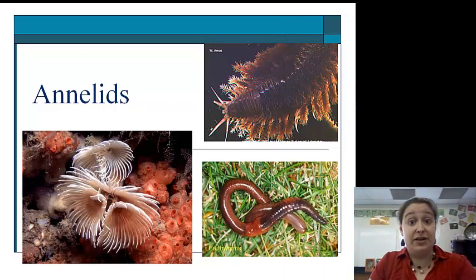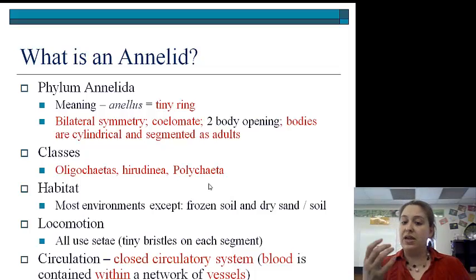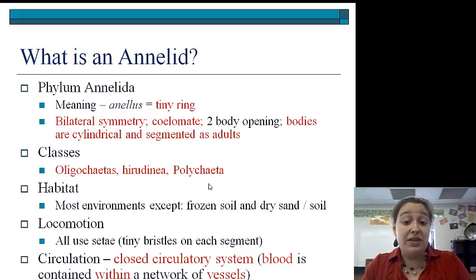Annelids, or segmented worms. These are going to be tiny rings. They have bilateral symmetry. They are coelomates. They have bodies that are cylindrical and segmented as adults. So yes, they do have an adult and a larval stage. There are 3 classes. They live in most environments except for frozen soil and dry sandy soil. So they need some sort of liquid or moisture around them.